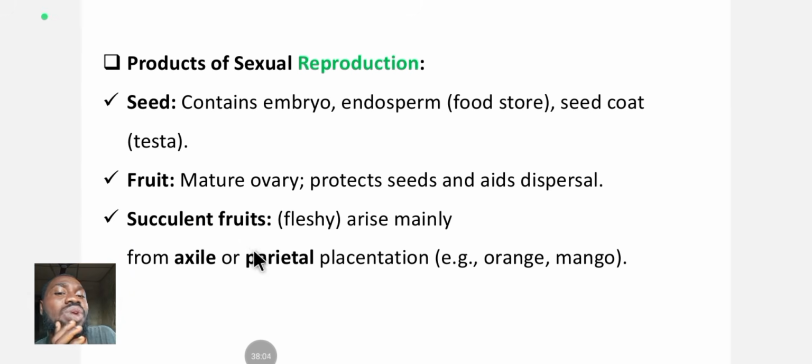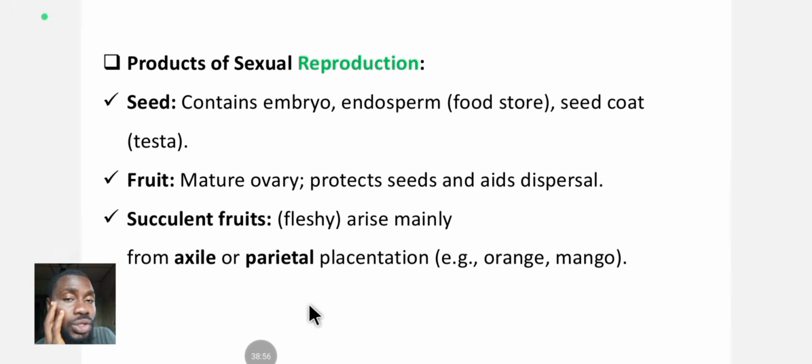Succulent fruits. What are succulent fruits? Succulent means that something is soft and what? Filled with water. Succulent means something is soft and is filled with water. So we are trying to say a fruit that is full of what? Water. Succulent fruits are fleshy fruits like mango, pawpaw, fleshy fruits, apple. They arise mainly from what? Axile or what? Parietal placentation, such as orange and mango and so on and so forth.